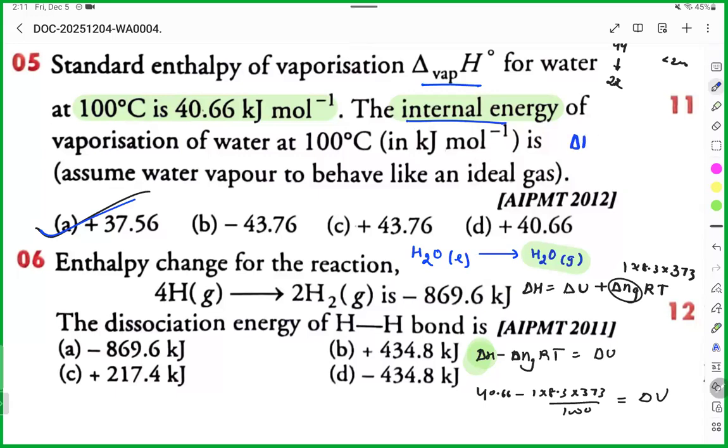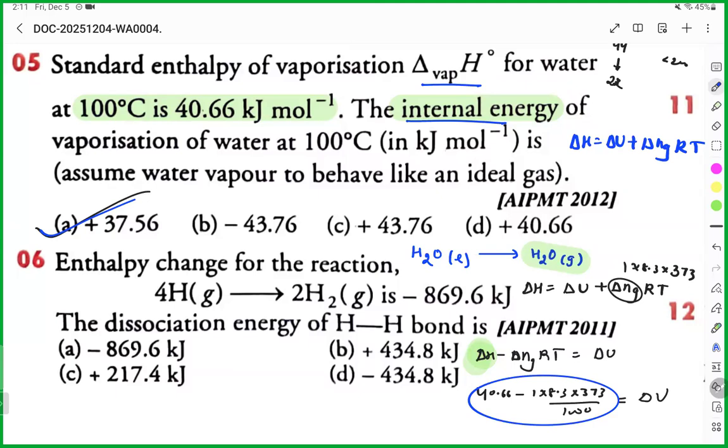are related with this formula only, where you need temperature, you need change in the moles of gas, and you know R. If temperature is given and the change in number of moles we know, we can use this method. Understood? And if you know this, even if I am not calculating, the value will be less than 40, right? Value will be less than this, only one option you have. No need to do calculation.